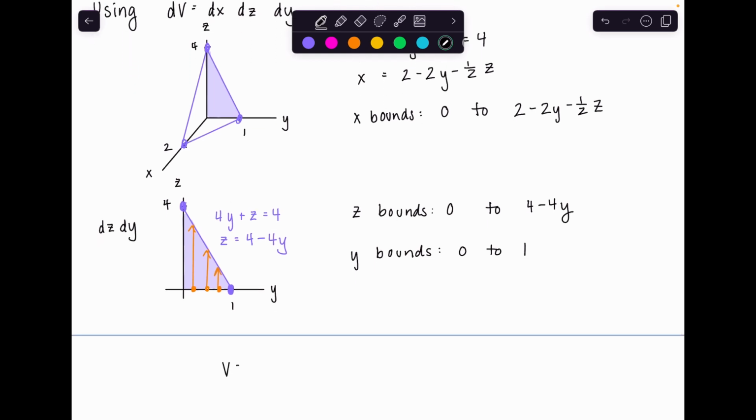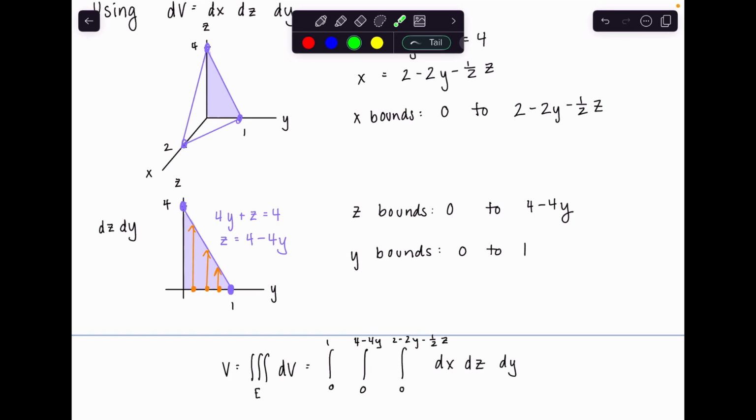The volume of this solid is again a triple integral. And then based on the order we're picking, dx, dz, dy. X is changing between 0 and the plane, 2 minus 2y minus a half z. Z changes between 0 and 4 minus 4y. And y changes between 0 and 1.